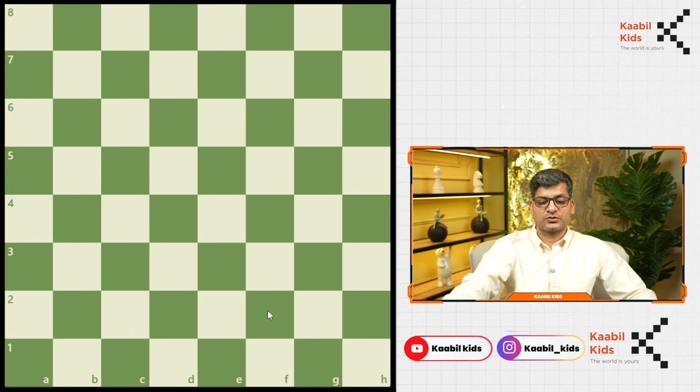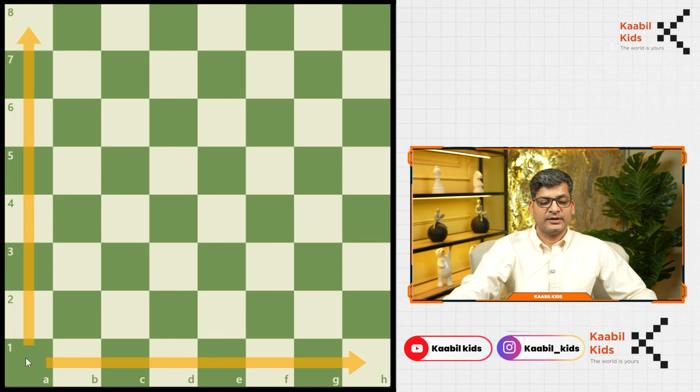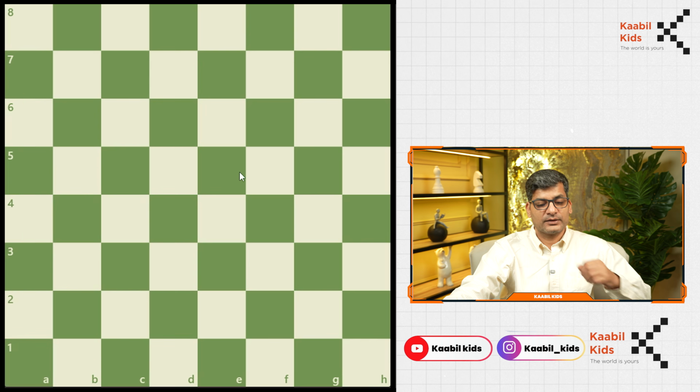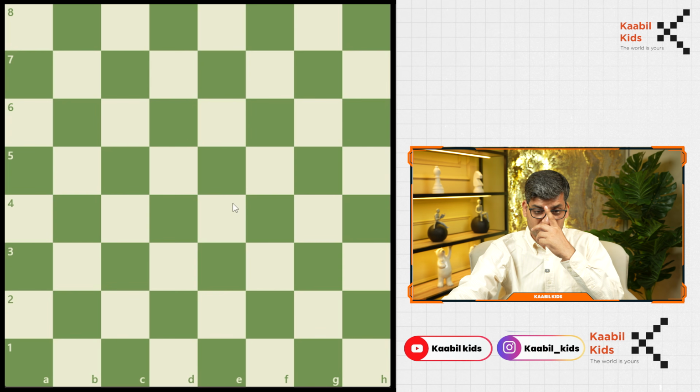And let's do one last one. So let's try to understand which is the A1. A1 is, this is the A file. And the first rank is this one. So the left corner square, that is A1. So I hope everybody is clear on the files, the ranks, and name of the square. Okay. So let's move on to understanding the colors of the squares.